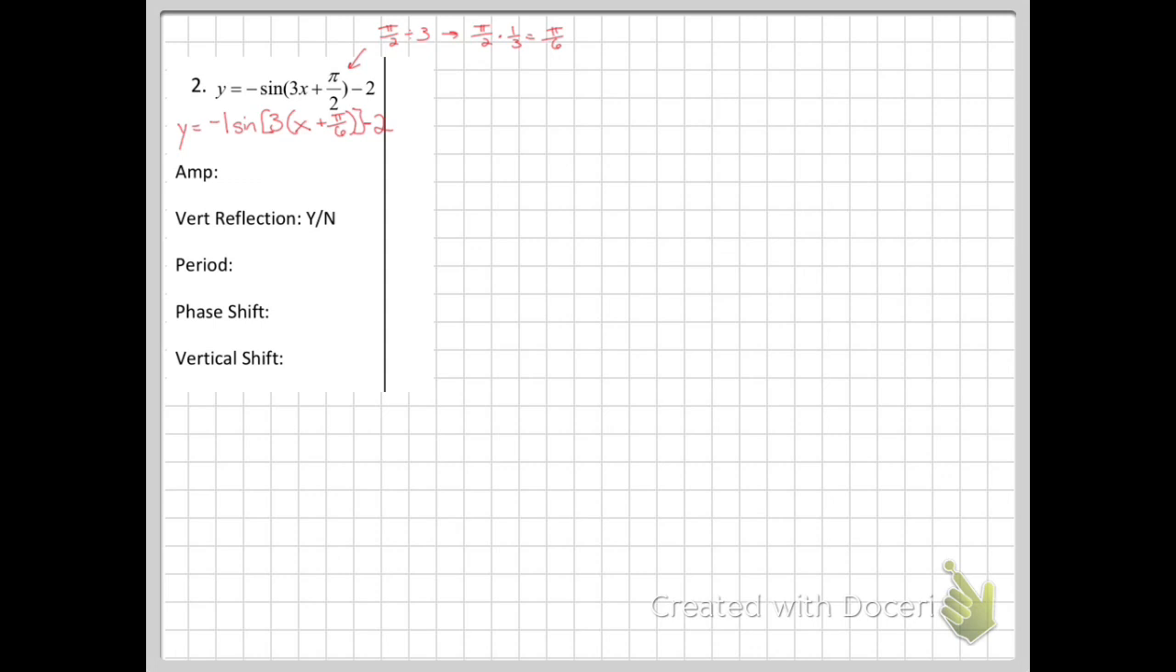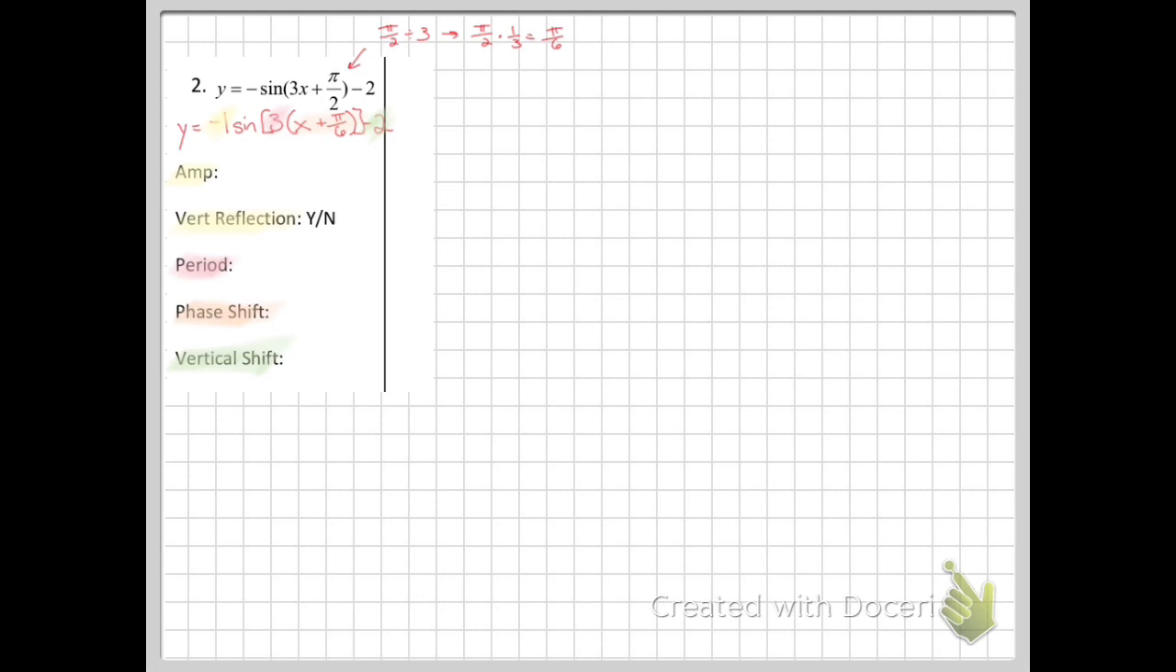I'm going to color code these. You do you. The -1 is going to tell us about our amplitude and our reflection. The 3 is going to tell us about the period. The plus pi over 6 is going to tell me about the phase shift. And the -2 is going to tell me about the vertical shift. That's also our midline. So go ahead and write down what the amplitude is.